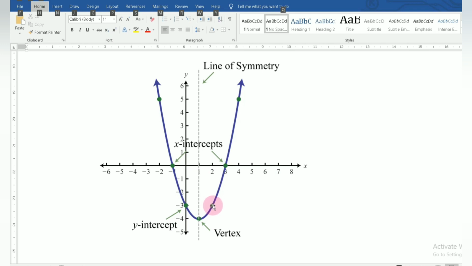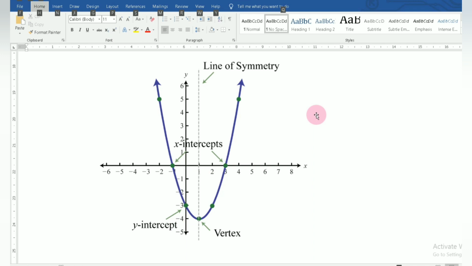So this is the symmetric point of the y-intercept. If we go back to the x-intercepts, it means the first x-intercept will be the symmetric point of the second x-intercept, or the second x-intercept will be the symmetric point of the first x-intercept. So for this one, if I pick this pair, the symmetric point of this one will be this one, or this one will be the symmetric point of this one.